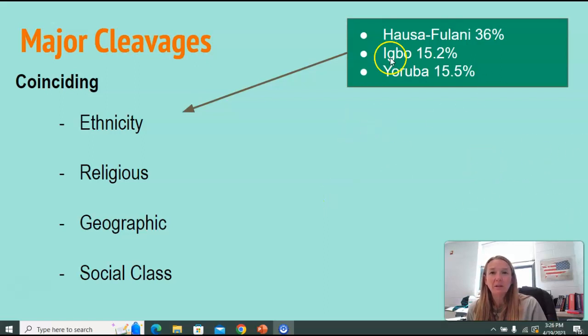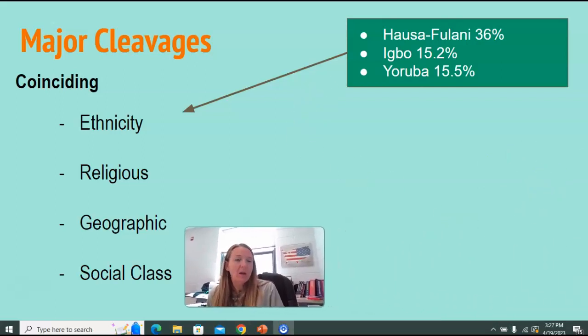There are tons and tons of ethnic groups within Nigeria. It's estimated that they have more than 250 ethnic groups. However, 3 predominant ones make up the country. In the northern portion, you have the Hausa Fulani. It is officially 2, the Hausa and the Fulani.